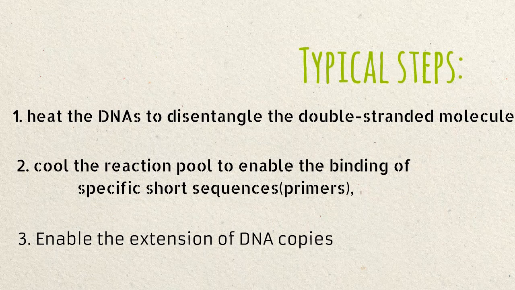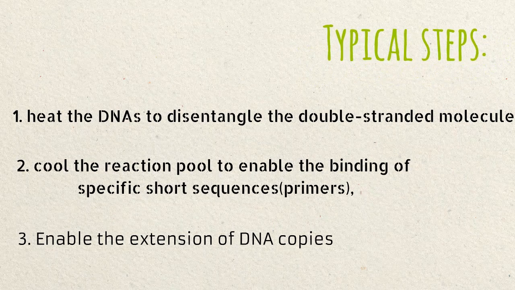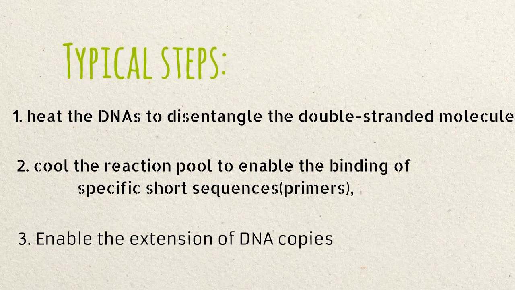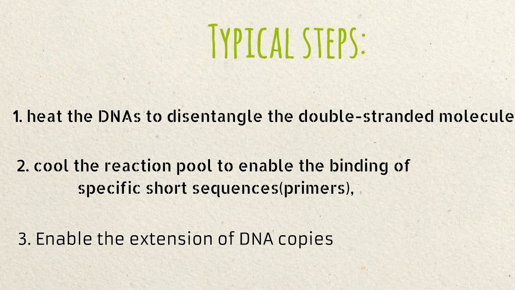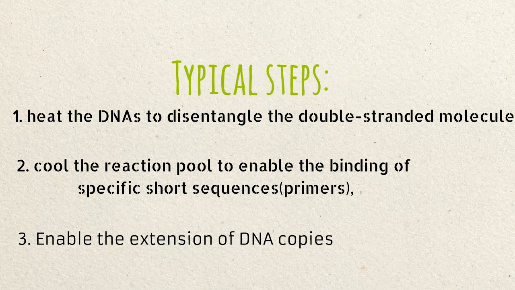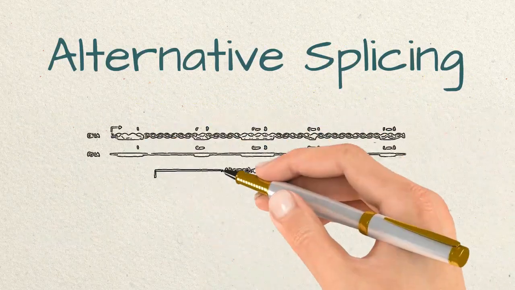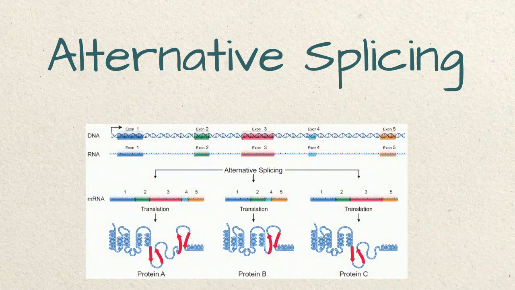Typical steps of a PCR cycle include heating the DNAs to disentangle the double-stranded molecules, then cooling the reaction pool to enable the binding of specific short sequences, called primers, and the third step to enable the extension of DNA copies. One application requiring PCR as validation is the research involving alternative splicing.